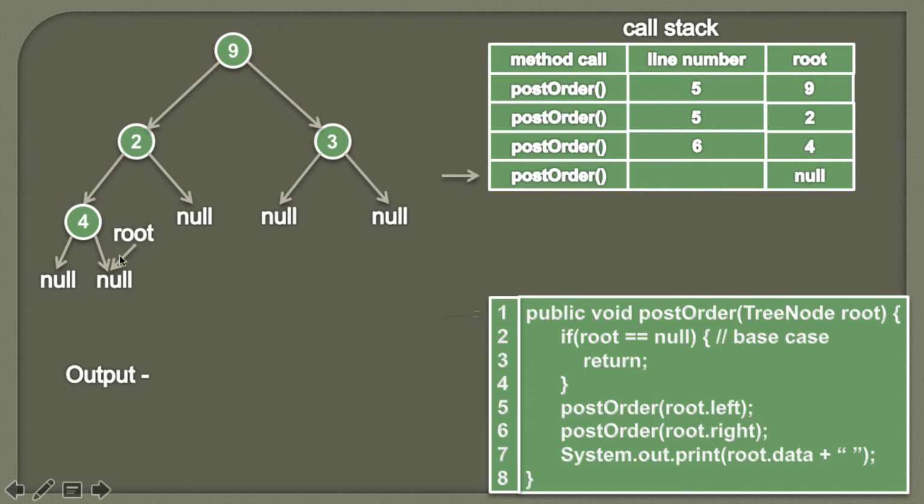Moving ahead, we will check in the if block whether root is equal to null or not. So currently you can see root is equal to null. So therefore we'll simply return from this method. And as we return from this method, we know that this method is executed completely. So this would be removed from the call stack.